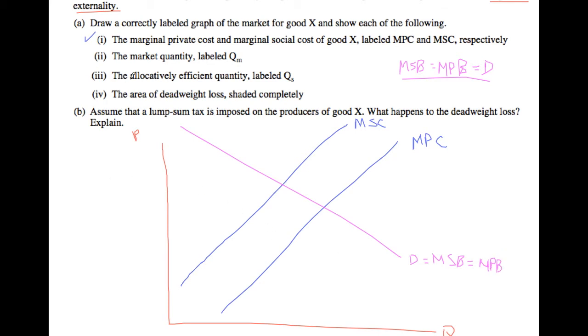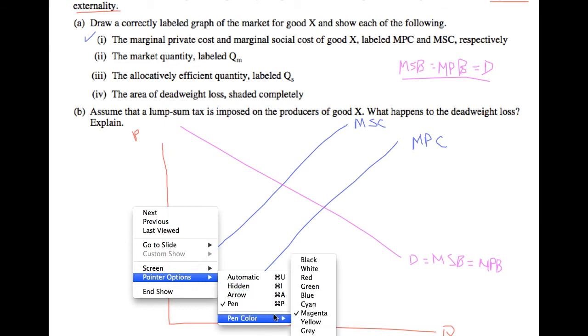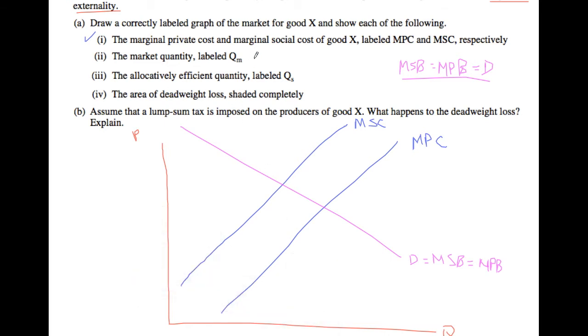And so what we know is that in order to find the market quantity, we need to think about what the private equilibrium would be. So in this case, the private equilibrium is where marginal private benefit is going to be equal to marginal private cost. And so if we think about that, MPC intersects MPB at this point right here. And so we have QM labeled here.